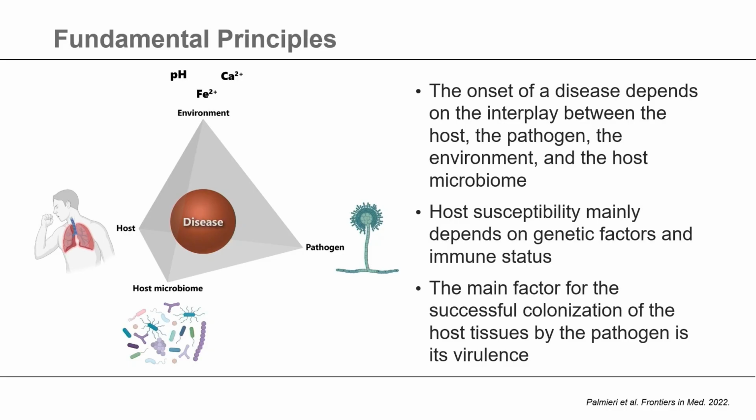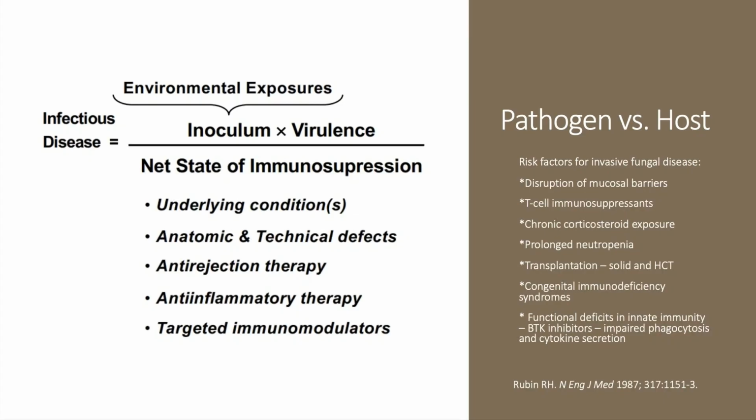So how could we very easily capsulize in one patient what their risks are? But this is why I find this so interesting, and why there's not really a great algorithm on how to treat all of our renal transplant patients, and it really needs to be very individualized. So just to build on this, when we think about ID, the environmental exposures or the inoculum, times virulence, over the net state of immunosuppression, because that's really what we're trying to get at here.